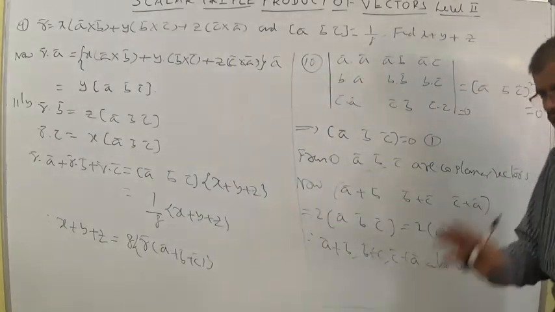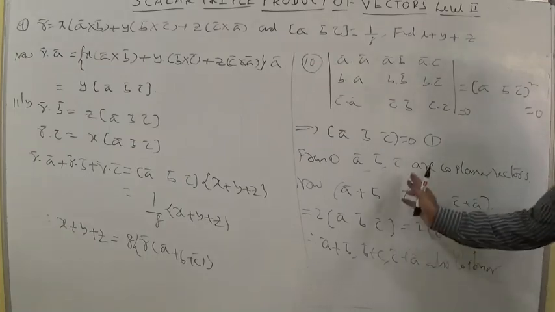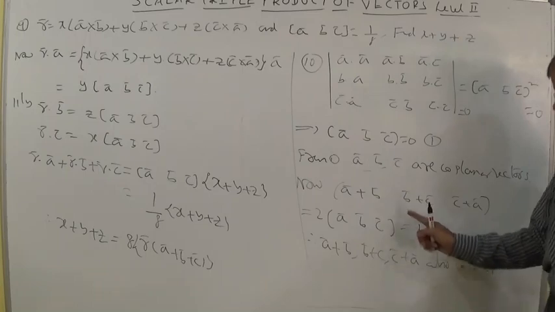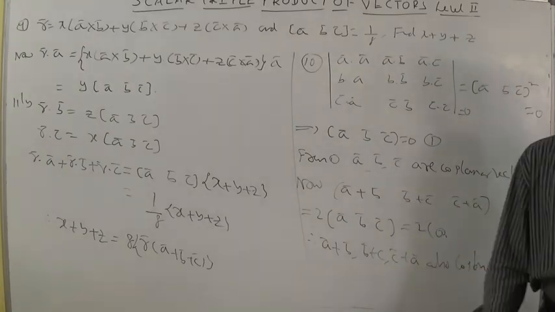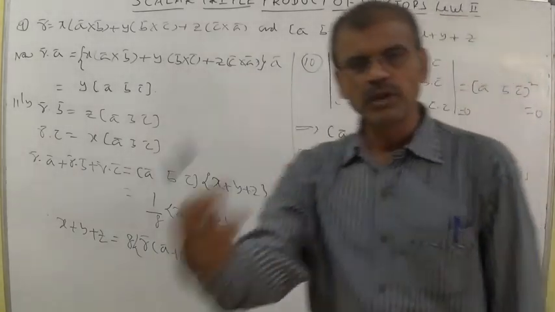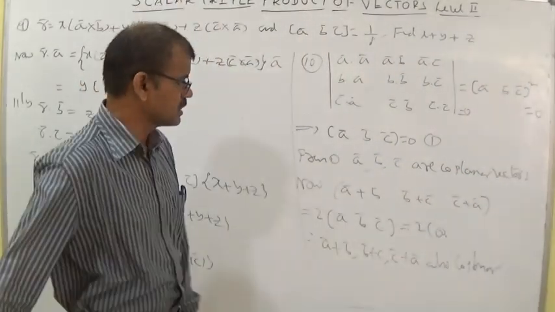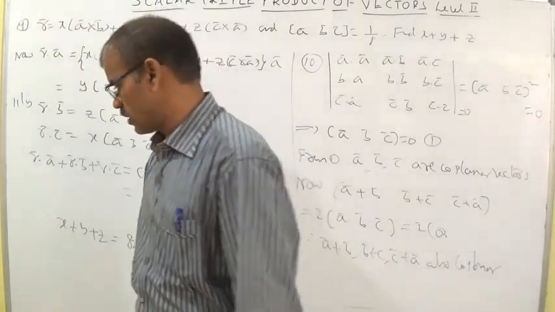If you are having any doubt here, for A plus B, B plus C, C plus A, you can take common ABC and here you can write 1, 1, 0, here 0, 1, 1 and here 1, 0, 1. By calculating the determinant, you will get the value of the determinant as 2. Then you can say that it is 2 box ABC. Whenever box ABC equal to 0, the vectors are coplanar.